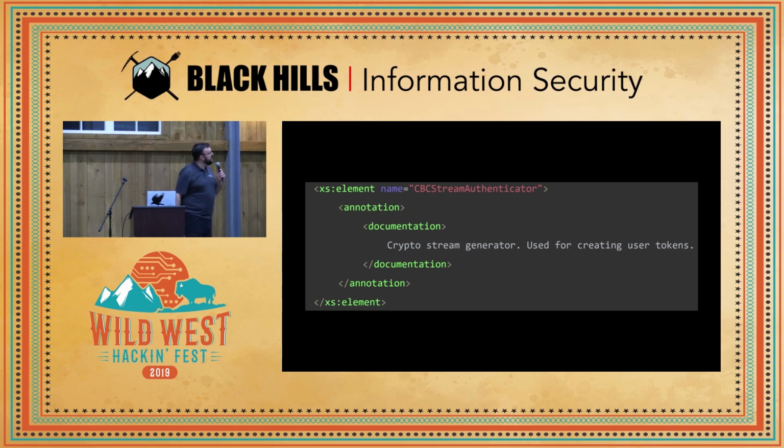I make a CBC stream authenticator, a crypto stream generator used for creating user tokens. All right, there were some hands up when I asked how many of my pen testers were here. Pen testers, could you walk away from this? Hell no. And if you say no, you are lying. You want to see how easy it is to make some crypto tokens? Watch this. This is one of my favorite things to do, and it is fall-out-of-the-chair easy. Watch.